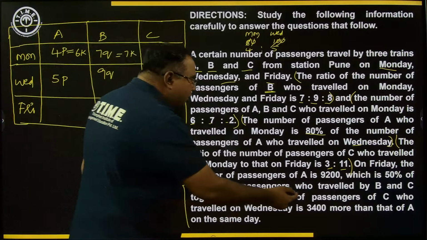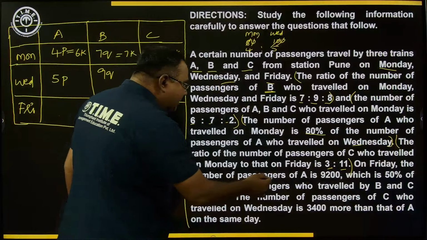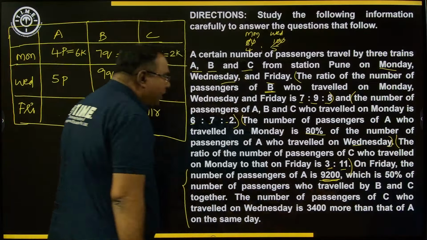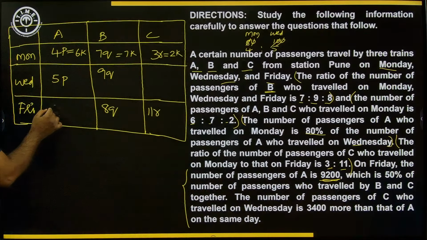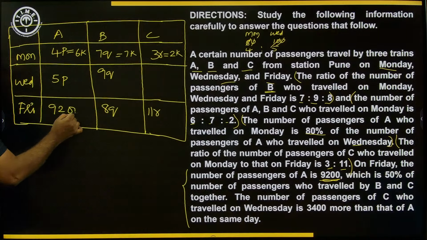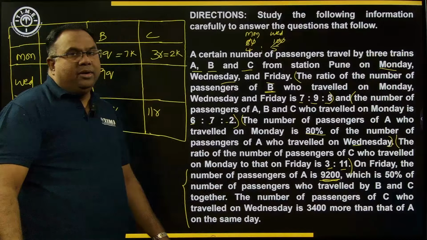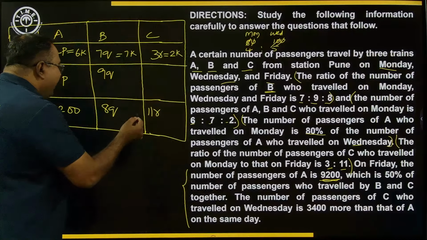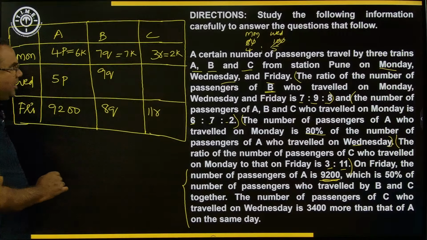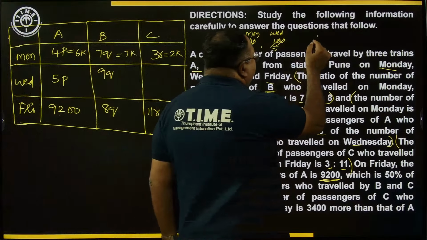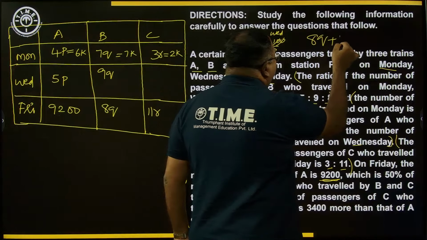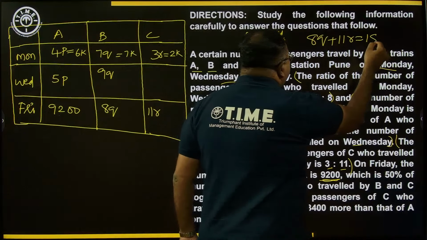Number of passengers who traveled on Friday, the number of passengers of A is 9,200. This number is given. A on Friday is 9,200, which is 50% of passengers who traveled on B and C. So obviously B and C together must be, I'm writing here, 8Q plus 11R is equal to 18,400.